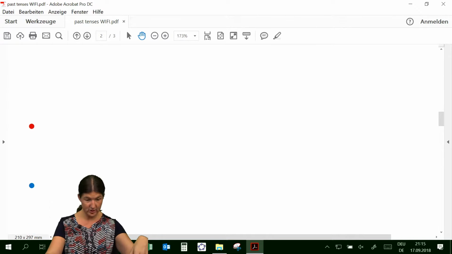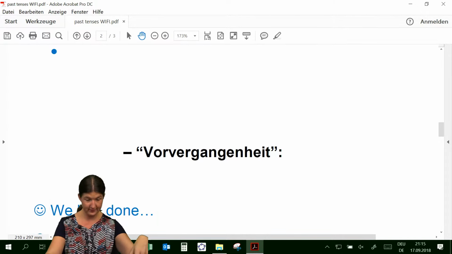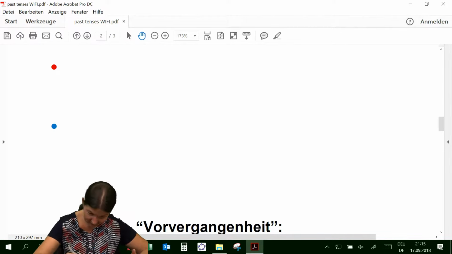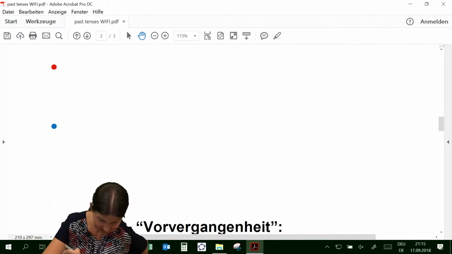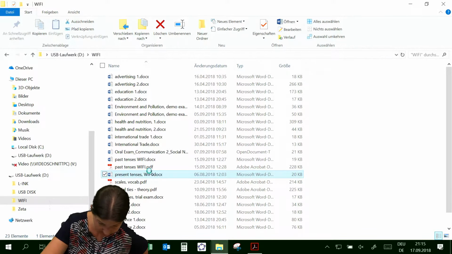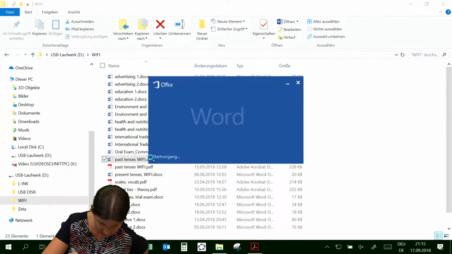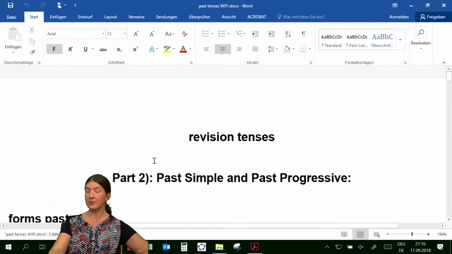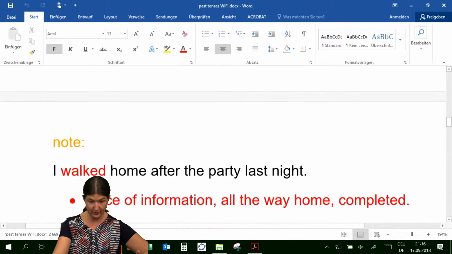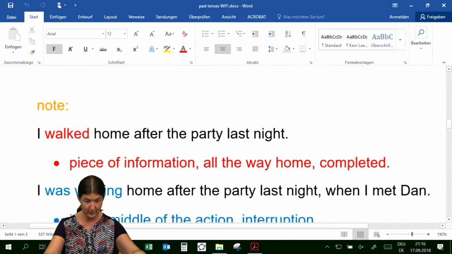Why does it say revision tense is here and then there's nothing? That's weird. That's really weird. Anyway, that's not what the layout was supposed to look like. No, that's the wrong one. I'll show you. Let's see if my Word file is better than my PDF. Yes, it is. Fantastic.